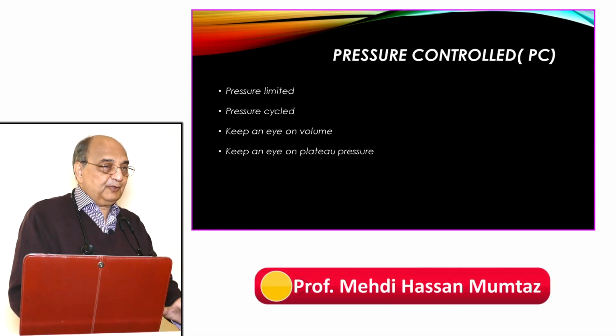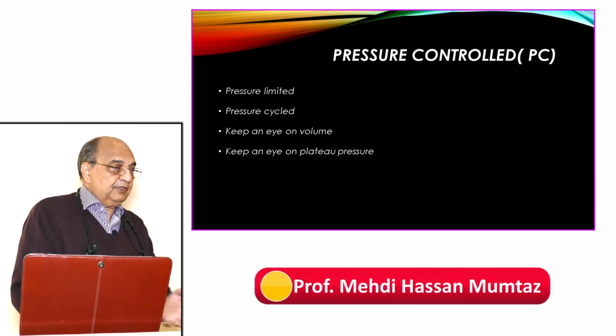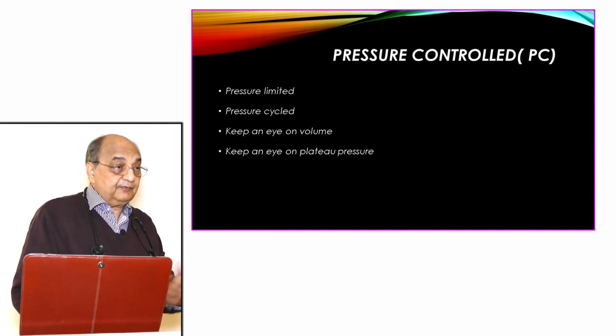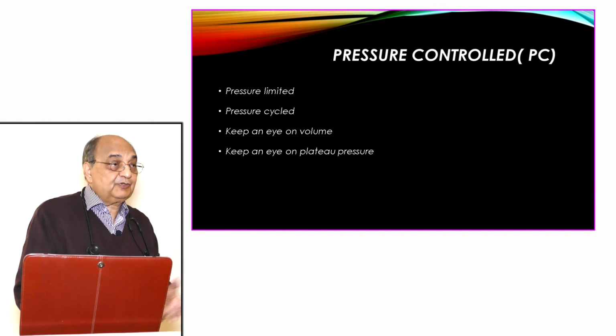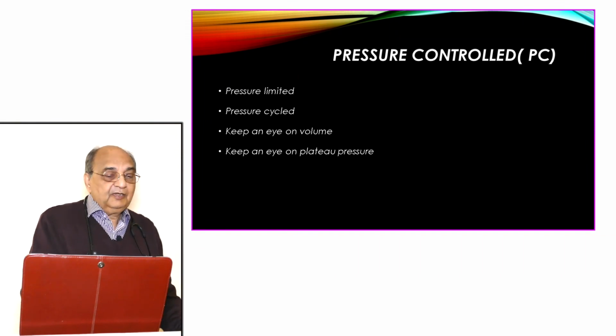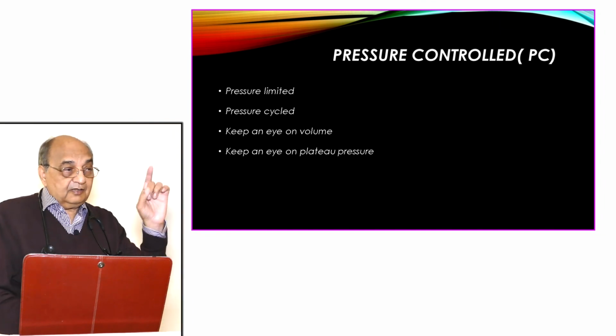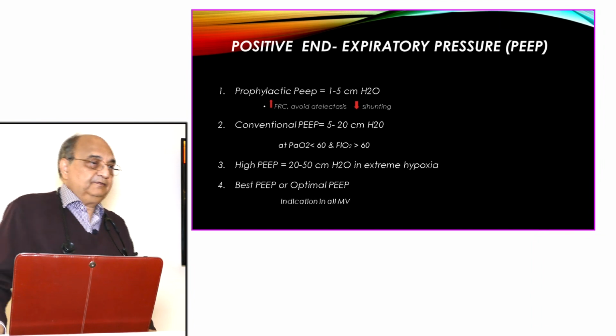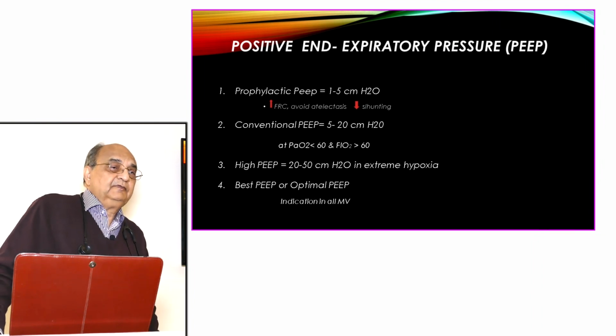Our target is hypoxia. So sometimes we induce hypercapnia, up to 60 millimeters of mercury, also 65 millimeters of mercury. This is one of the ways of treating ARDS also. You induce hypercapnia, so the target is always oxygenation. Now, positive end expiratory pressure. So we put the patient on PEEP also.